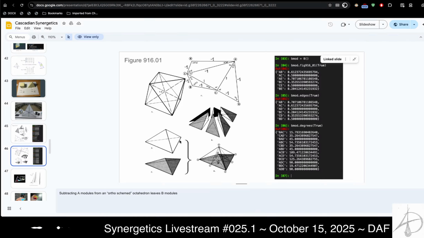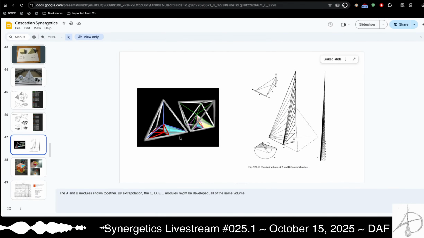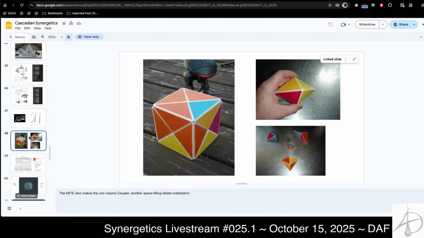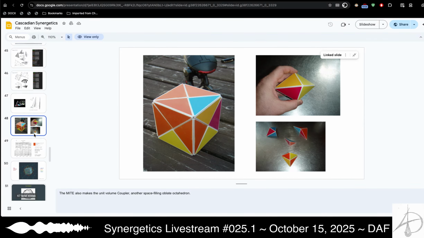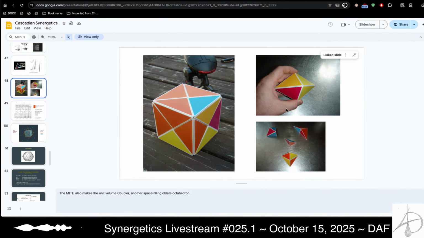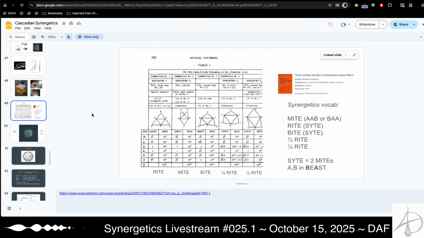And then this is about the B module, which is when you subtract out the A modules from this orthoscheme octahedron, you are left with the B modules. Here's A and B modules together, and these other extrapolated numbered modules. This is more about those modules and the way that, kind of like tangrams, they can recompose different shapes, and those have certain volume properties, space filling properties.